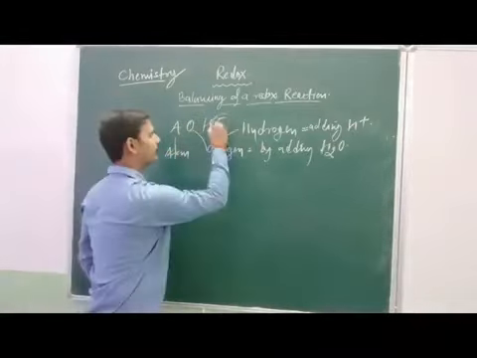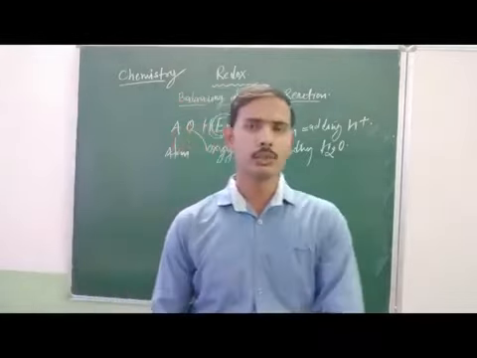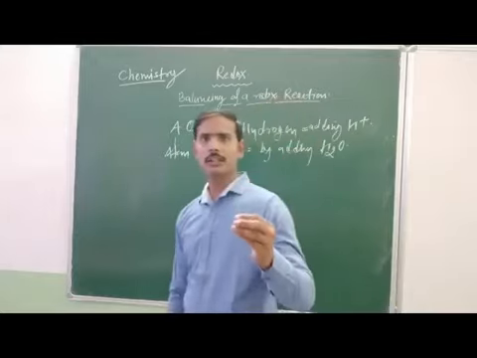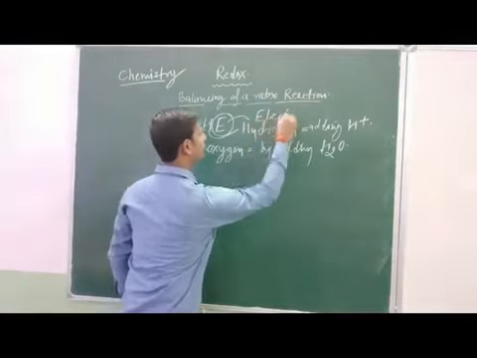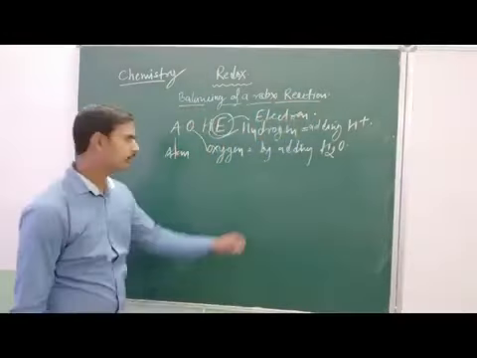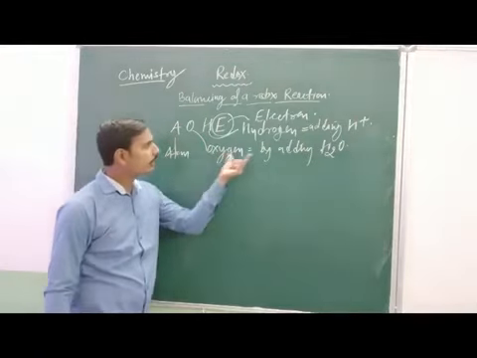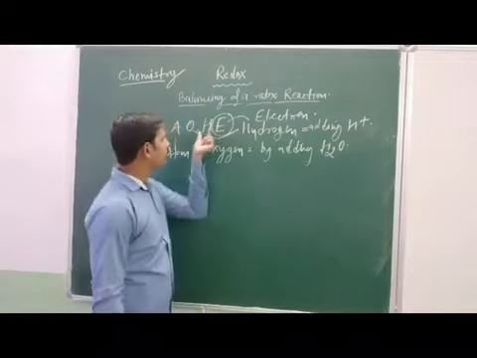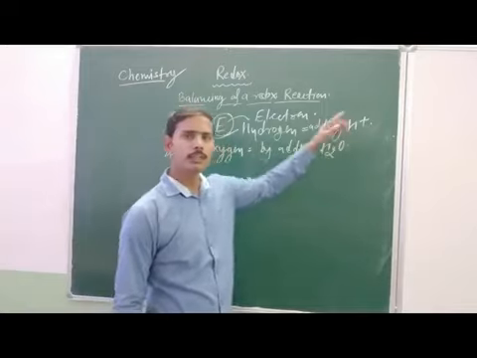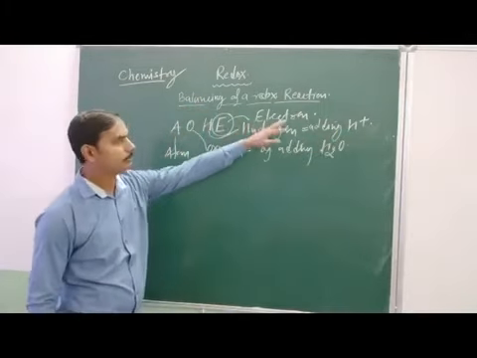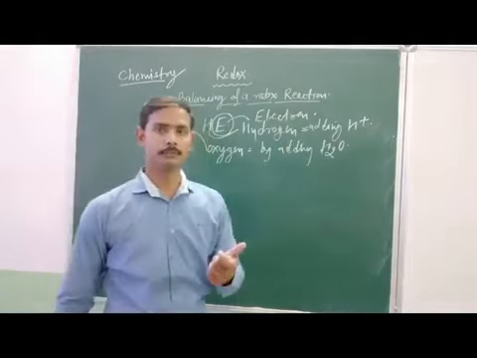And the last is very important. This is a peculiar point where most students make mistakes. This is the electron, the charge. I repeat again: A stands for atom, O stands for oxygen, and oxygen is balanced by adding H2O, and H stands for hydrogen, and this is balanced by adding H+. Whereas E stands for the charge, and this charge is balanced by multiplying by a number in both the half reactions.